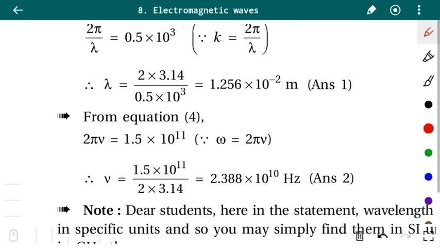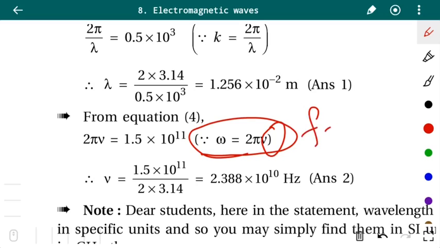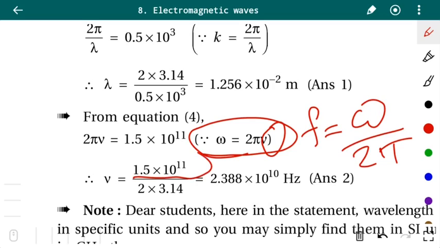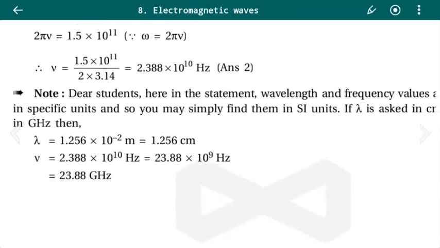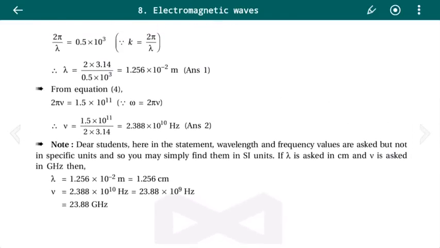Now we need to find the frequency also, so we can use the equation omega equals 2 pi f, where f is the frequency. Taking frequency as the subject, f equals omega upon 2 pi. Here omega is given as 1.5 into 10 raised to 11 upon 2 into 3.14. When we calculate this, we get 2.388 into 10 raised to 10 hertz. So students, you may note down this numerical.